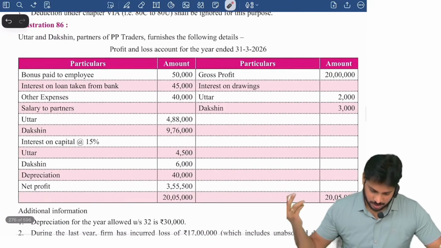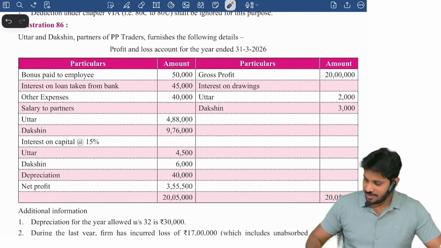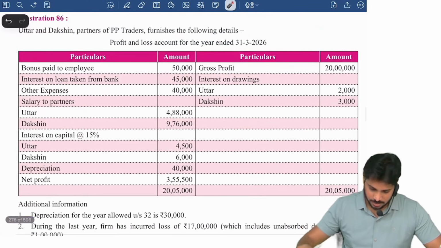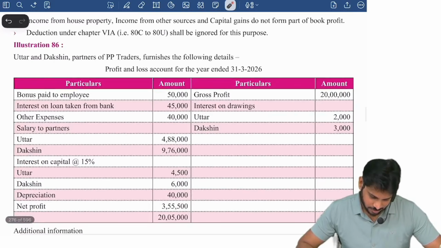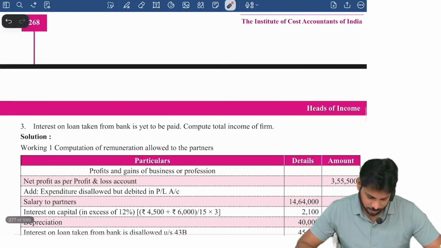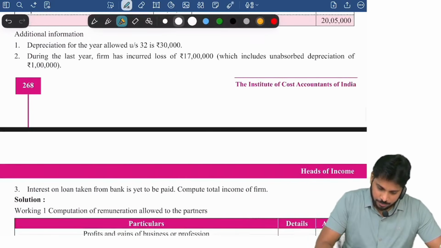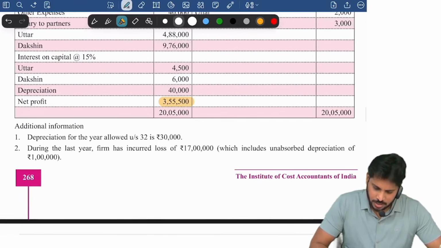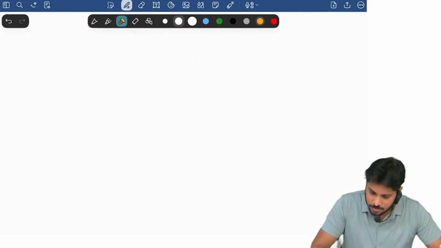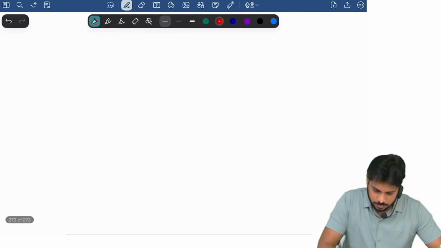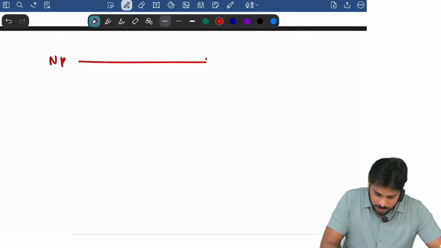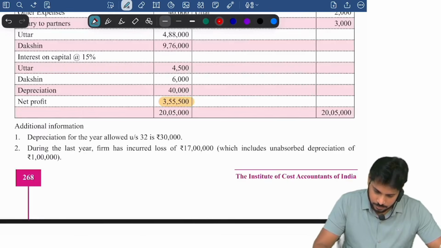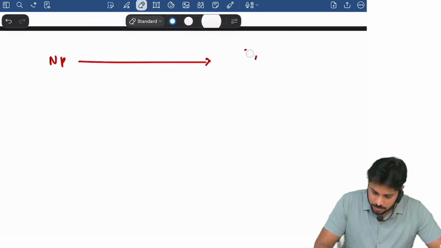Now I think a full-fledged problem. Oh, this is a complete partnership firm related problem. What are they asking, by the way? Compute income of the firm. Fine, we'll do it. Net profit I will start with. Okay, can I proceed? Net profit. What is the net profit? 3 lakh.